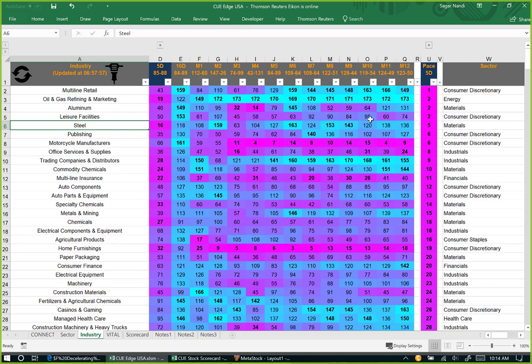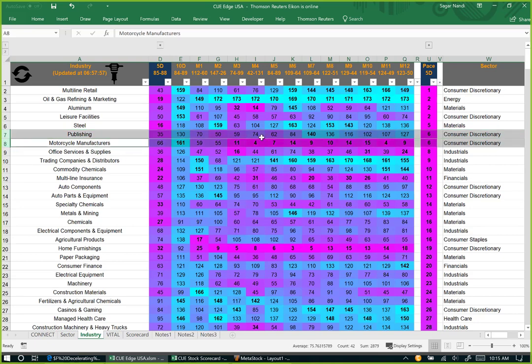In QH, we saw the most decelerating industries. Among them, publishing and motorcycle manufacturers. We can see for publishing, cyan, then magenta, cyan and magenta again. For motorcycle manufacturers, we know there is only one stock in this industry in the USA market, Harley Davidson.